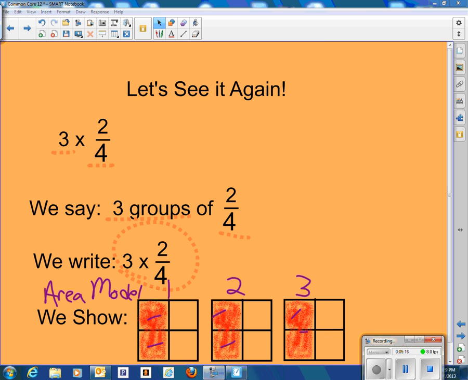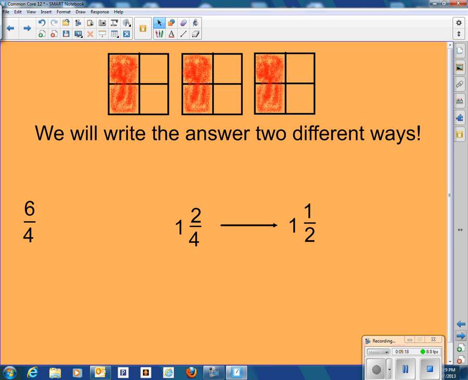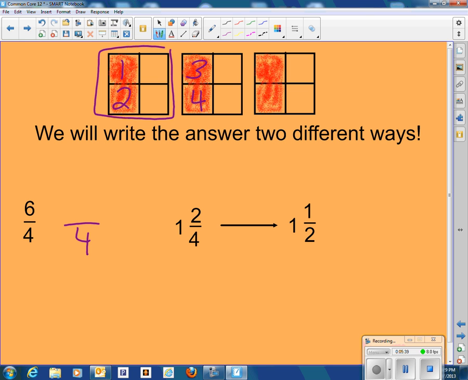So we're going to answer this problem, 3 times 2/4, in 2 different ways. I'm going to start this time with the improper fraction, which is probably your best bet and the easiest bet. So we have our first group. It is split 4 ways. That's my denominator. Now I'm going to count all of the shaded pieces. 1, 2, 3, 4, 5, 6. That is my numerator. So the first way to answer it as an improper fraction is 6/4.